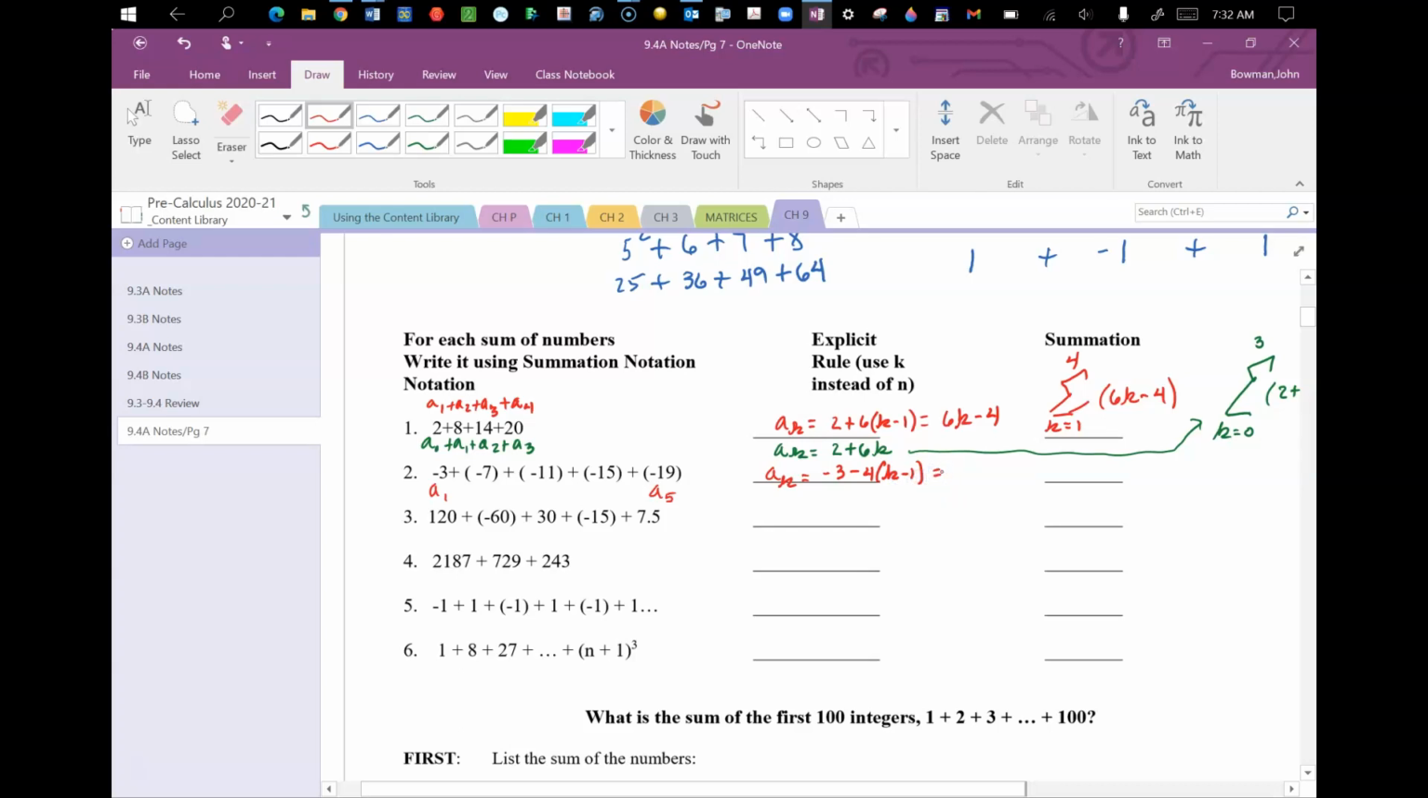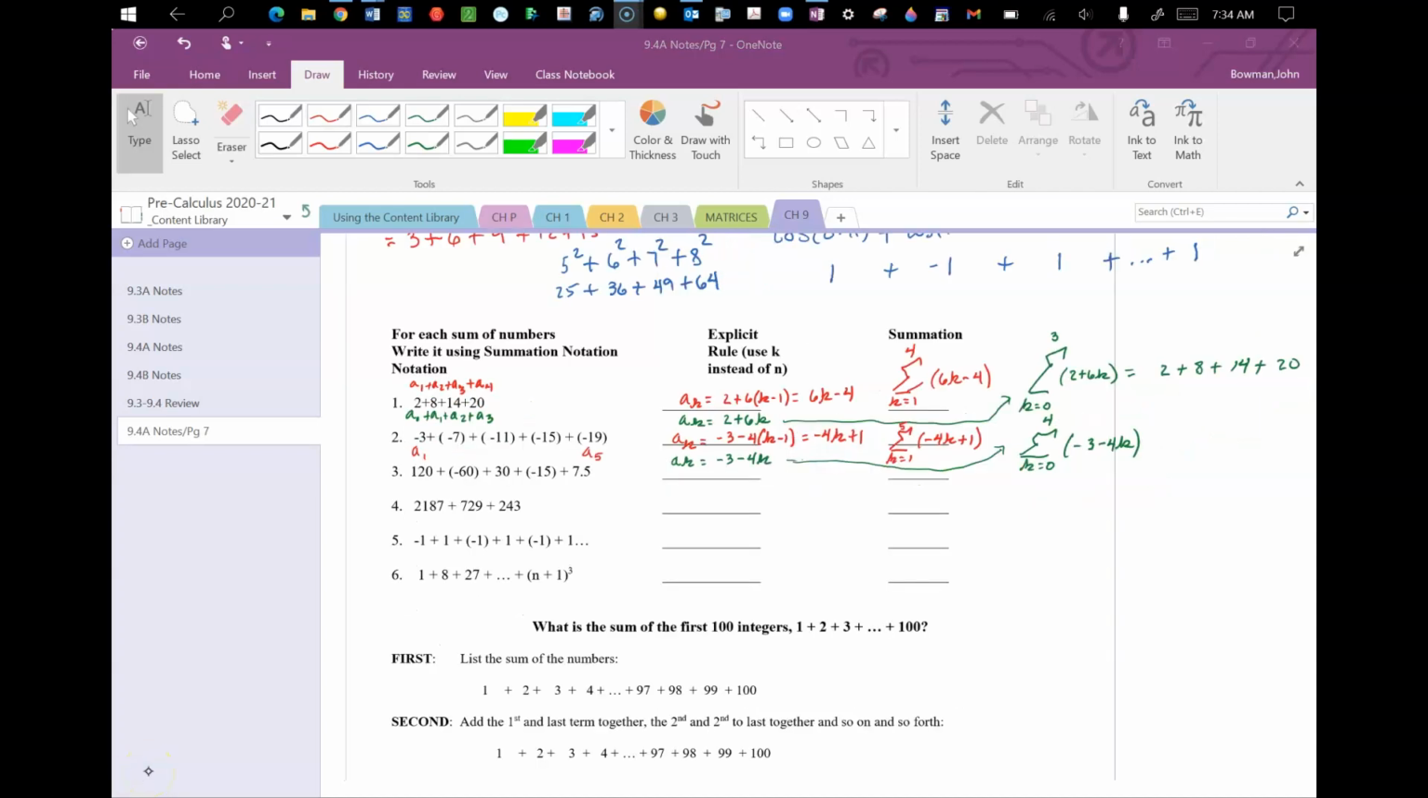So we have -4k plus 1. And when we write this using sigma notation, we're going to have the summation from k equal 1 to 5 of -4k plus 1. Why don't you pause the video here, use this example, and try writing it using an index starting at 0 and going to 4.